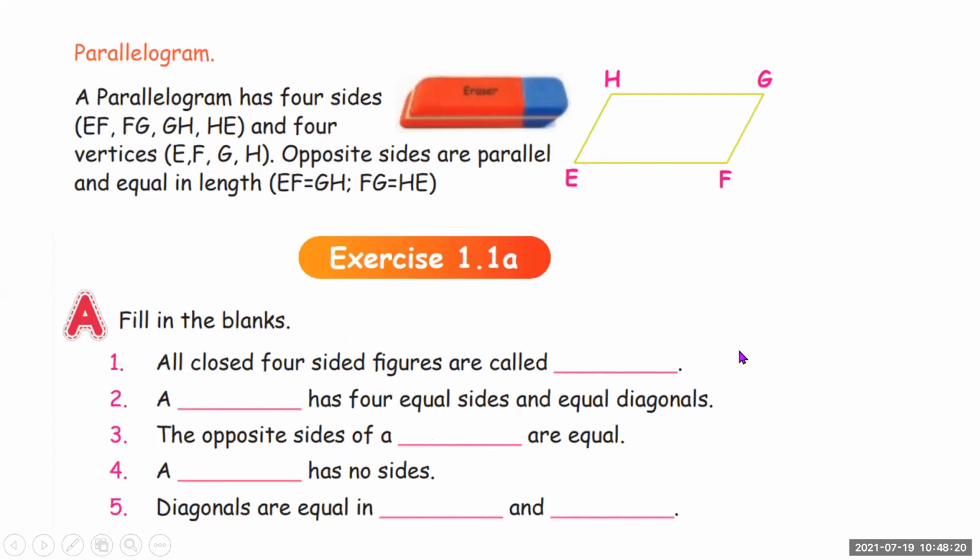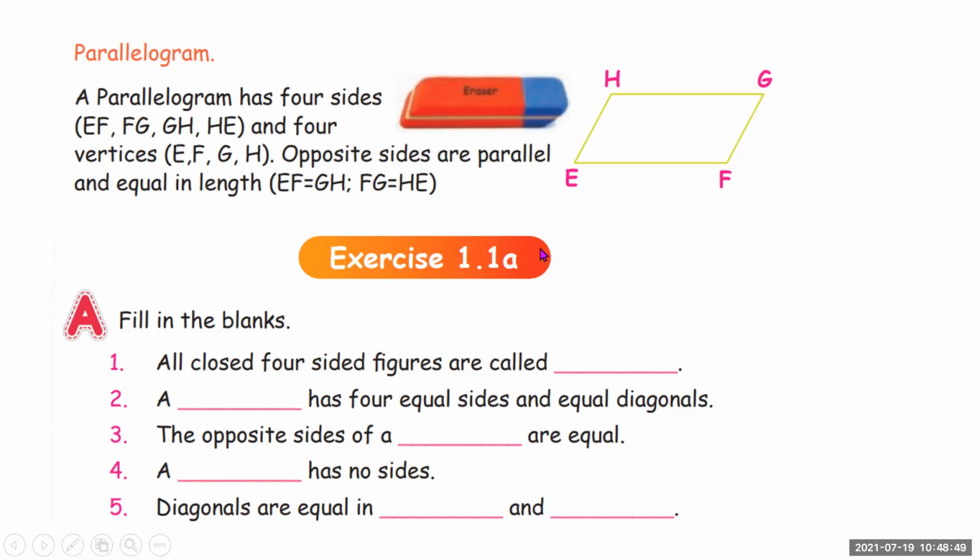Okay, there are some exercises you need to try before that. What is a parallelogram? A parallelogram has four sides, EF, FG, GH, HE, and it has four vertices also, each point EFGH. Opposite sides are parallel and equal in length. So that is the characteristic of a parallelogram.